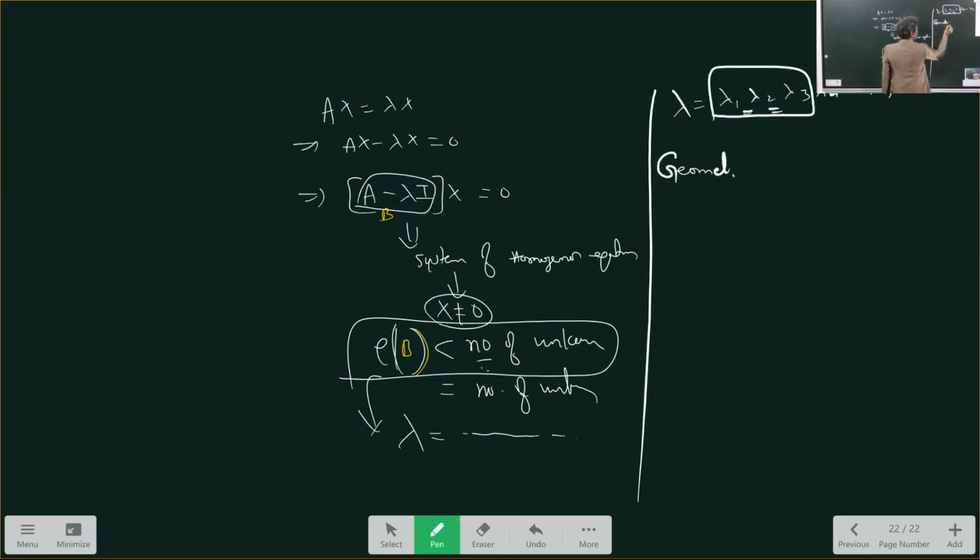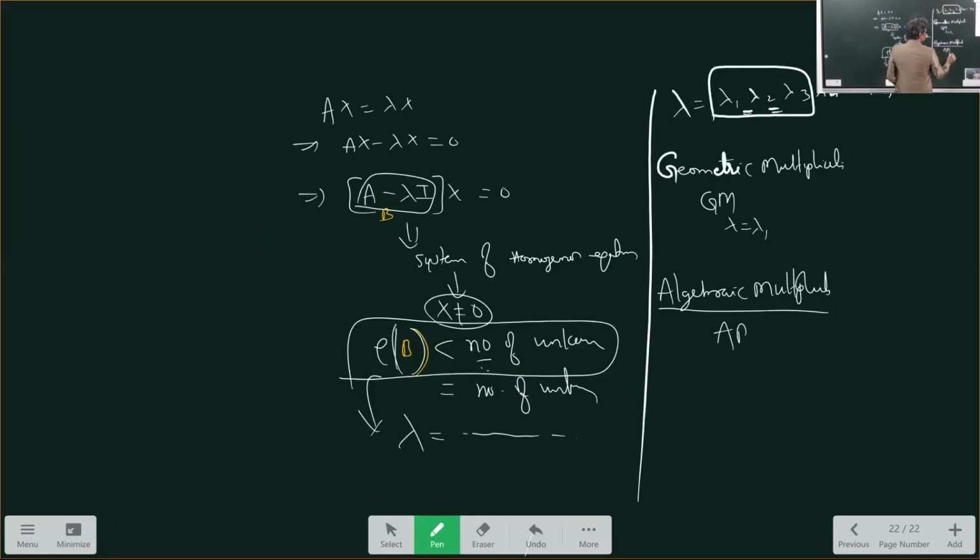We call it as geometric multiplicity. We call it as GM, not general manager, GM of lambda. And algebraic multiplicity, we call it as AM. So AM of lambda equal to lambda 1. Suppose this is repeated 3 times. Let us say here these 3 are. So I say that the geometric multiplicity is 3.